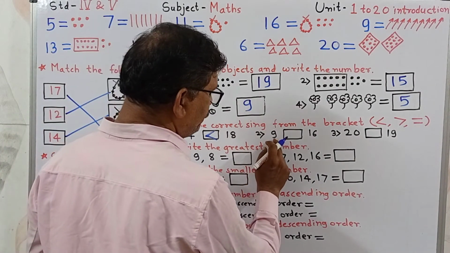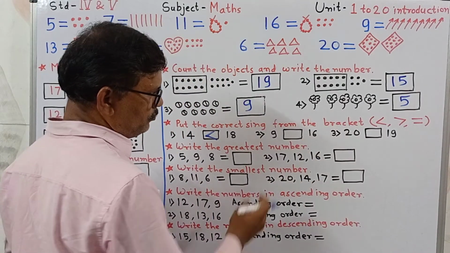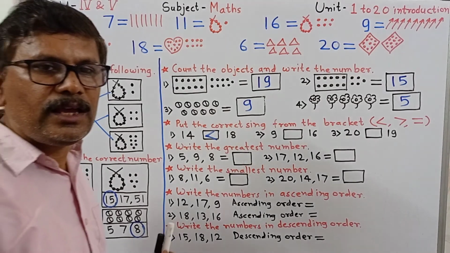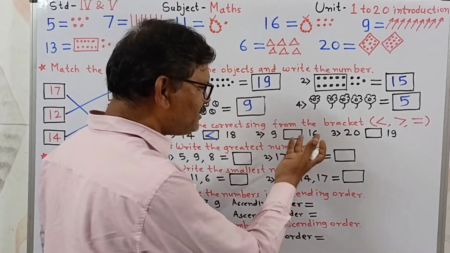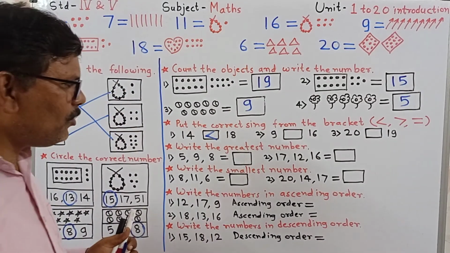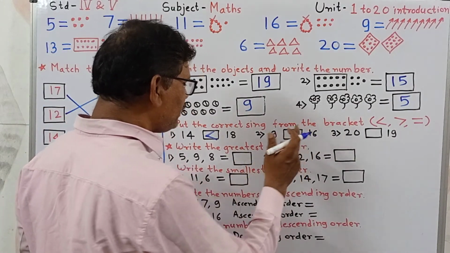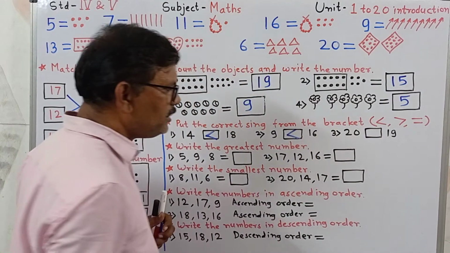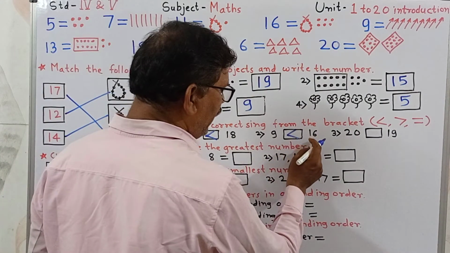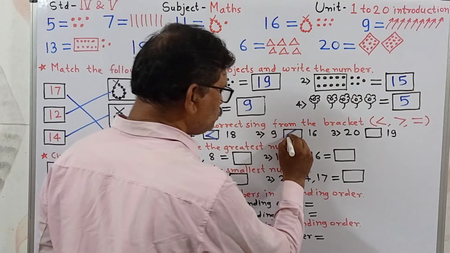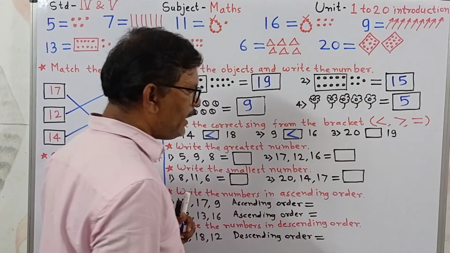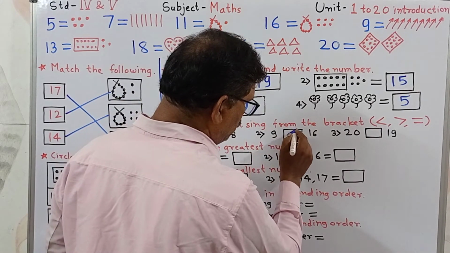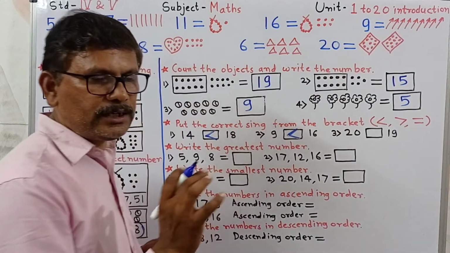Now here 9 and 16. 9 is not 10. This is less than 10. Okay. So 9 is less and 16 is greater. So 9 is less than 16. These two lines we must write to the greater number. Okay.